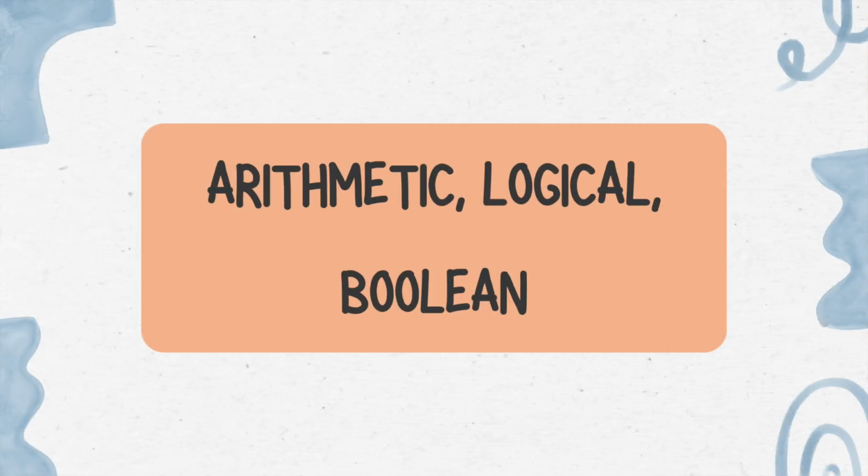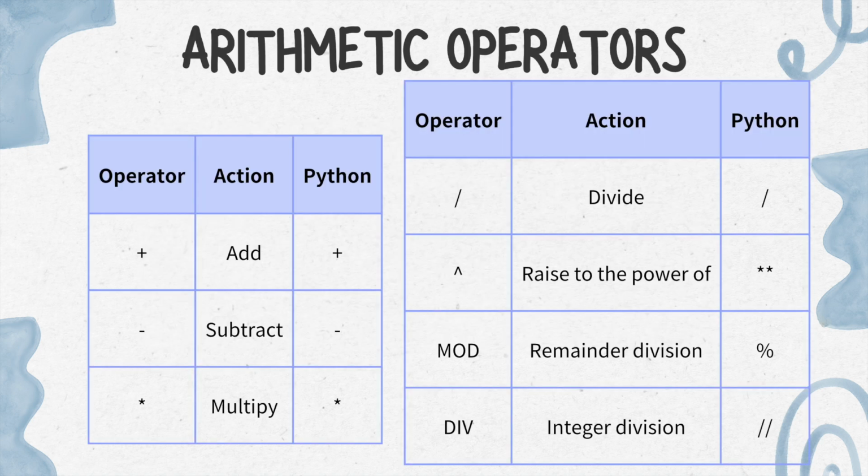Next, we will talk about arithmetic, logical, and Boolean. Arithmetic operators are used to perform calculations. Most of the Python operation symbols are the same as mathematical operation symbols, such as addition, subtraction, multiplication, and division. What needs to be paid attention to is the power. In Python, ** is used as the operation symbol for the power.